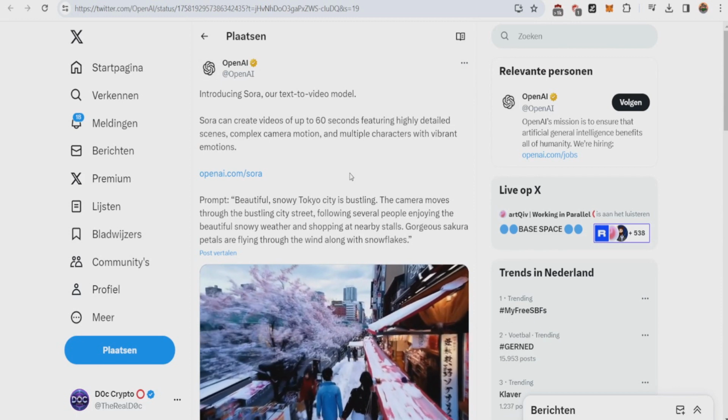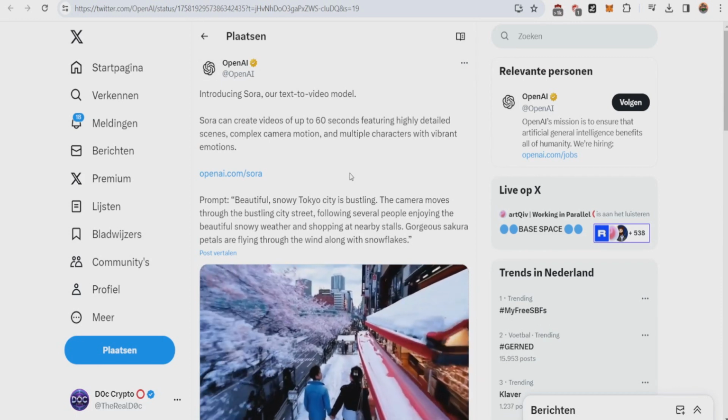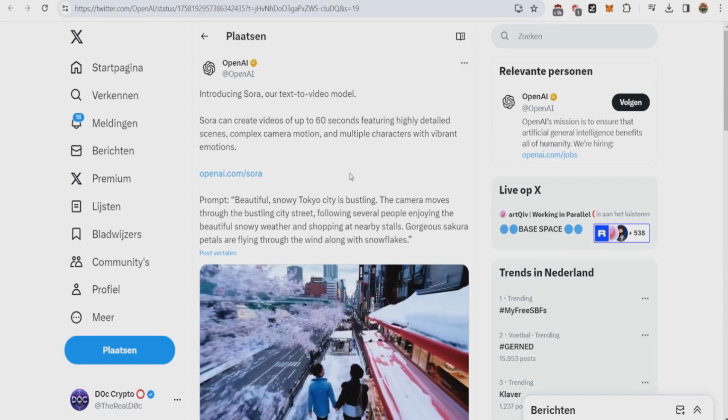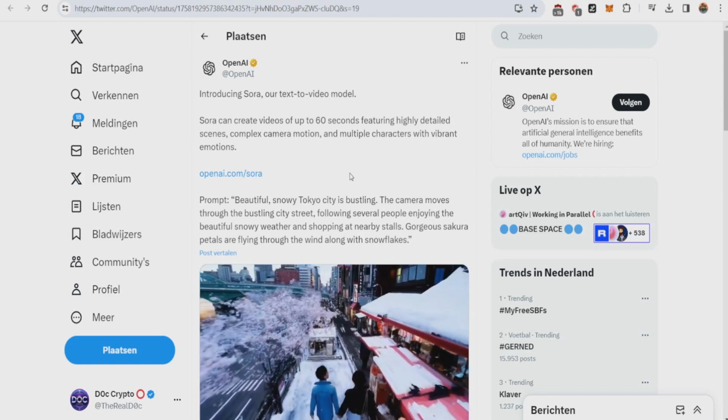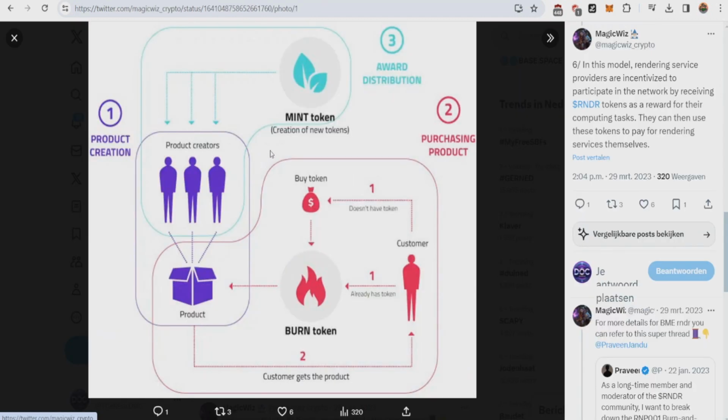And you might be wondering, well Doc, what does all this compute and all the compute hype have to do with the render token itself? Well, if you didn't know yet, the render token has a burning mechanism since November 2023.